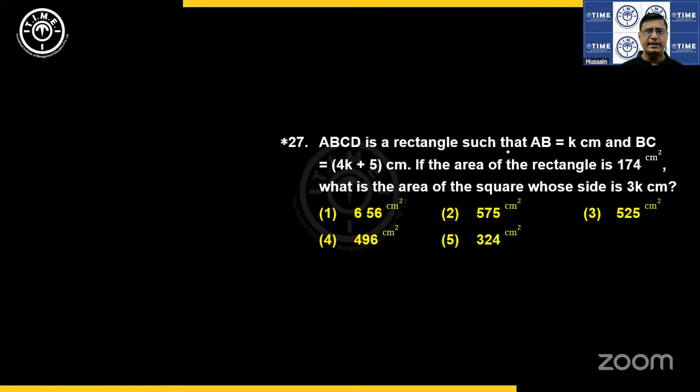ABCD is a rectangle such that AB is equal to k centimeter and BC is equal to 4k plus 5 centimeter. If the area of the rectangle is 174 square centimeter, what is the area of the square whose side is equal to 3k?